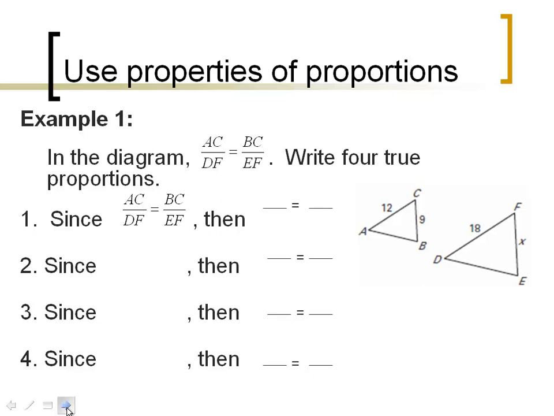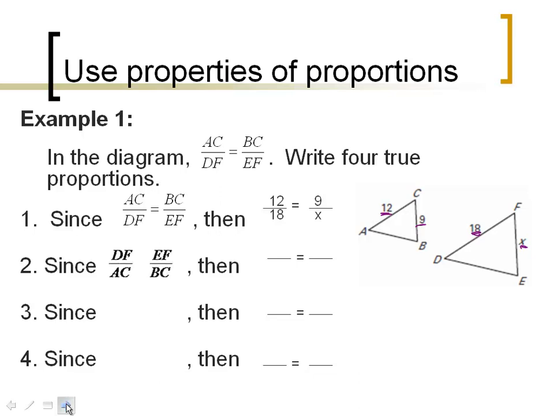We're just going to do some problems, set up some proportions to show all of them that are still true. So in the diagram here, AC over DF, 12 over 18, equals BC over EF. So it equals BC, 9 over EF, which is X. Right? So I'm just going to plug those numbers in. So 12 over 18 equals 9 over X. That's a proportion that you could write and solve to find X.